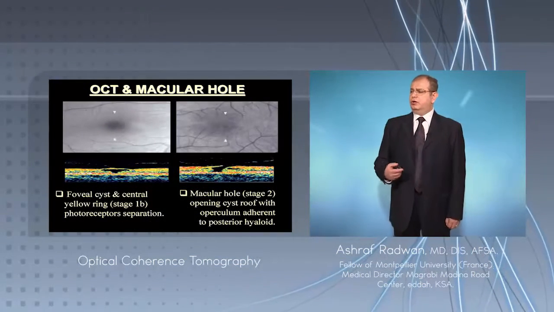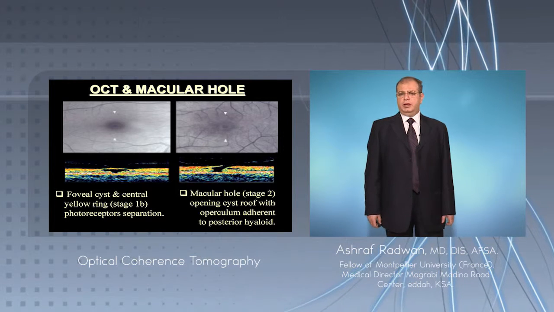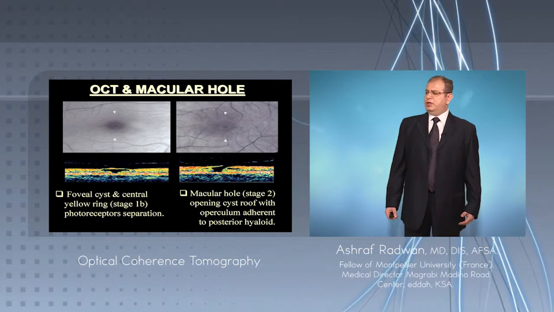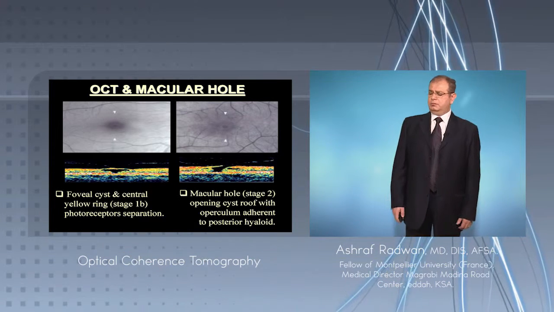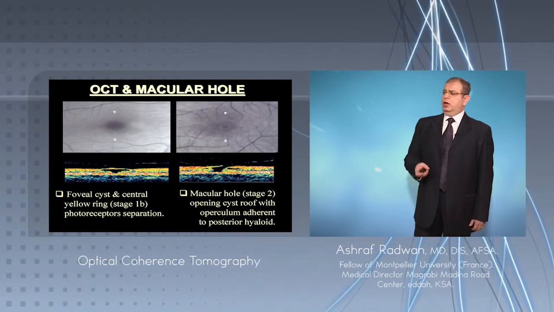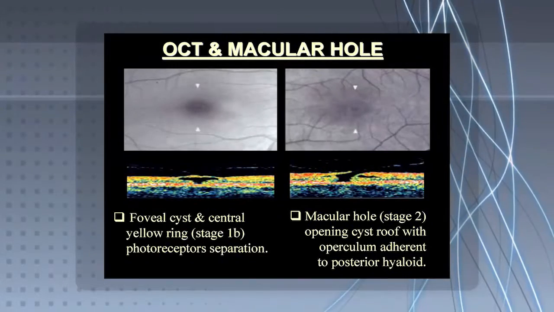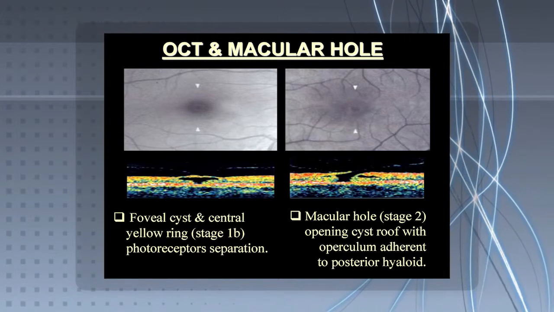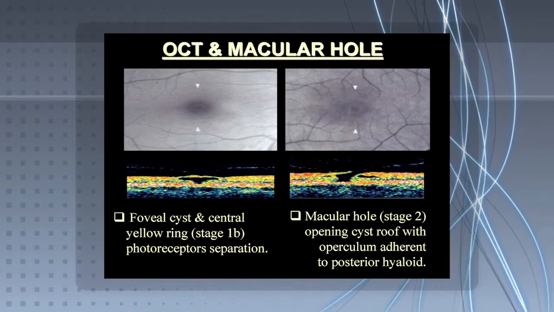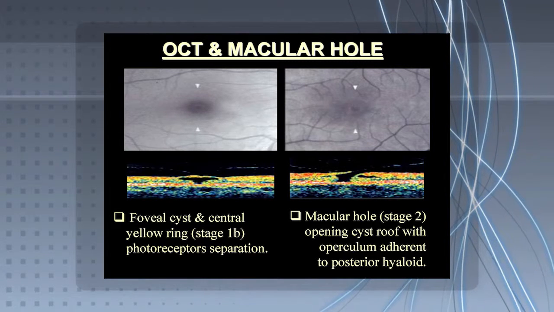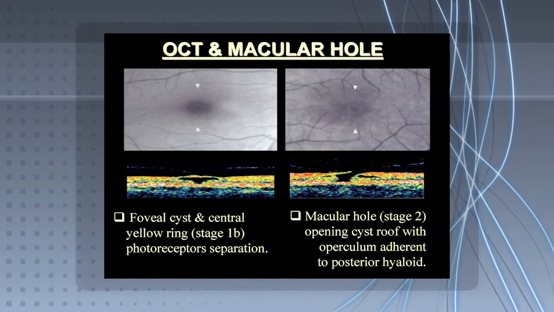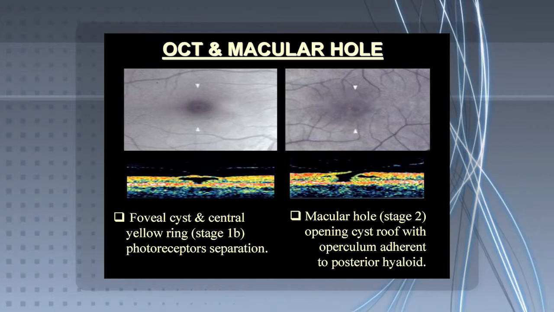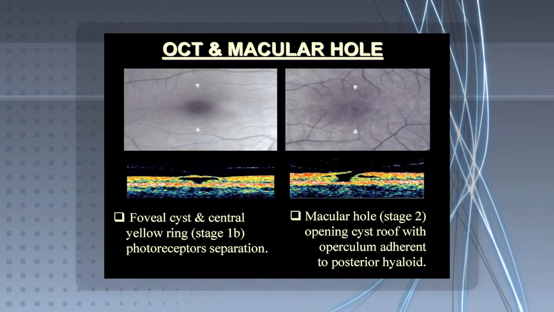If the condition continues, the foveal yellow point starts to be a yellow ring, which is stage 1B, because of the separation of the receptors, as you can see in the image here. If the macular hole continues progressing, it starts to form an operculum, an opening in the roof of the cyst, and the operculum is attached to the posterior hyaloid, as you can see here. This is the stage 2 macular hole.